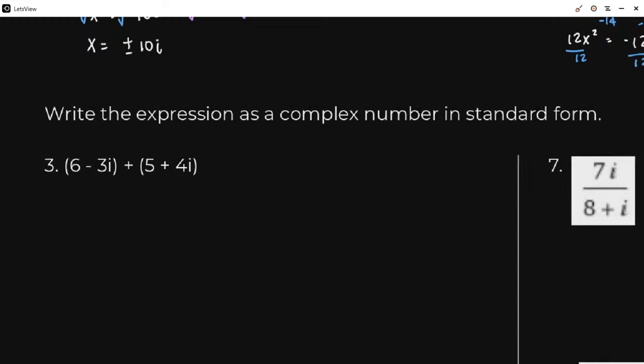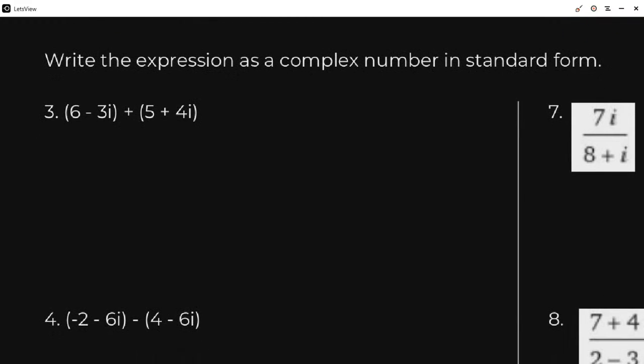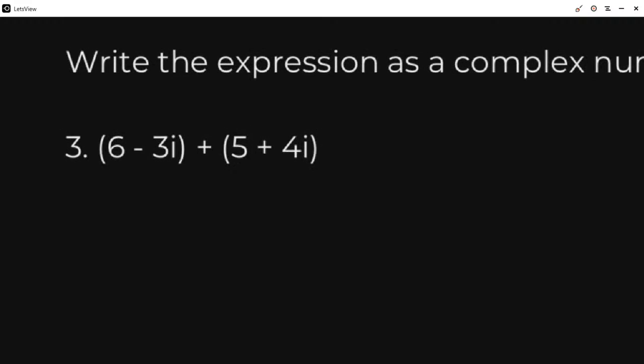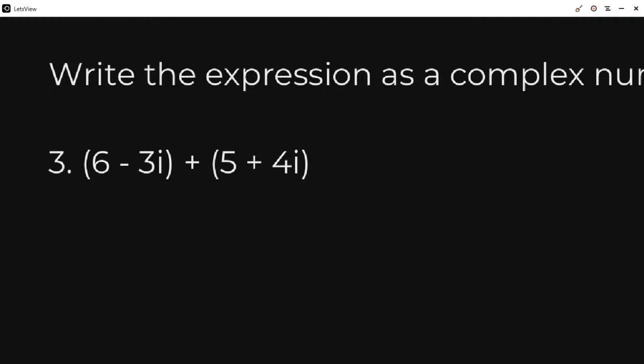Okay, next we want to write the expression as a complex number in standard form. So this is writing the real number first and then the imaginary number second. So for an addition problem, we're just going to combine like terms. So we're going to combine the 6 with the 5 and the -3i with the 4i. So 6 plus 5 is 11, and -3i plus 4i is i. So the answer would be 11 plus i.